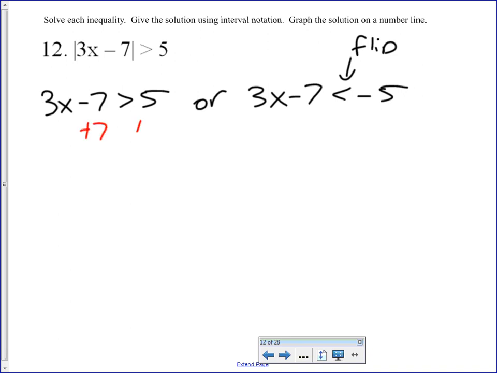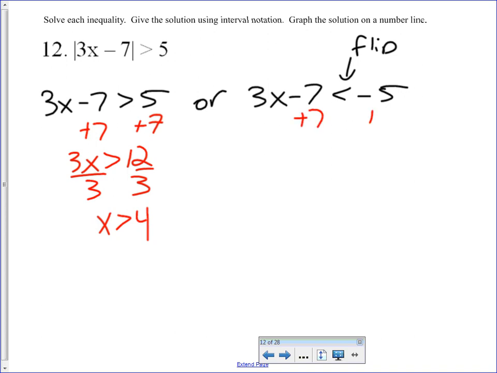I'll add 7 to both sides. This is 3x is greater than 12. Divide both sides by 3, and x is greater than 4. Over here, I'll add 7 to both sides. I'll get 3x is less than 2. Divide both sides by 3, and I'll get x is less than 2/3.